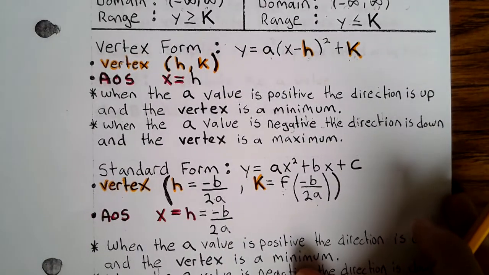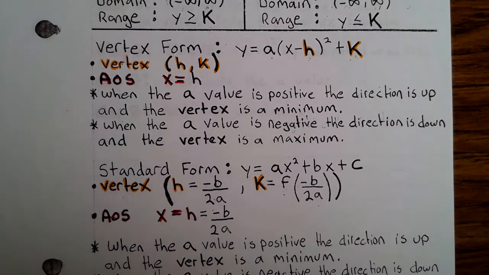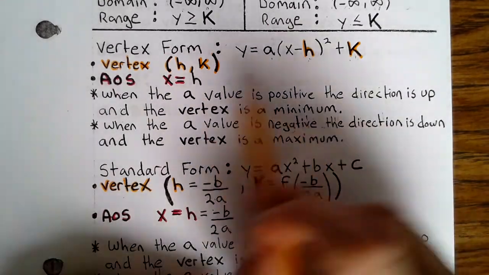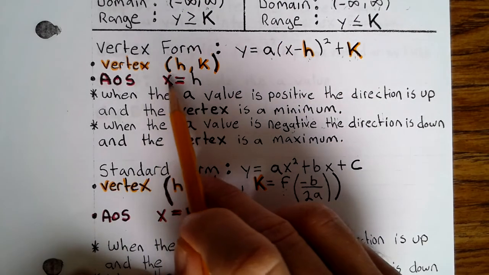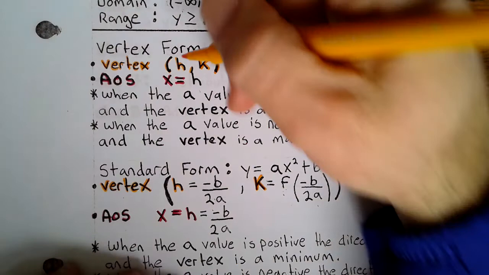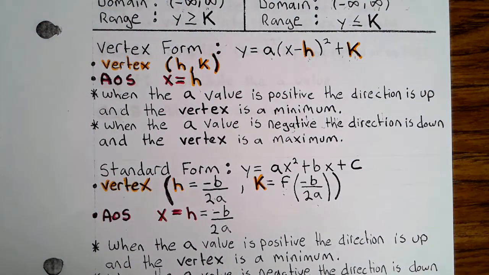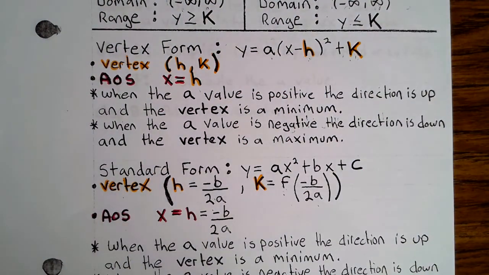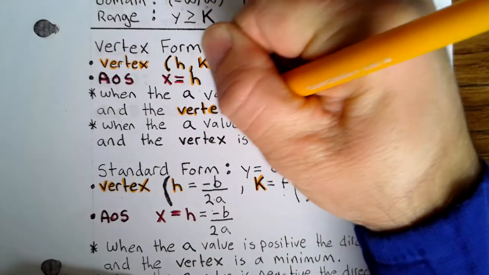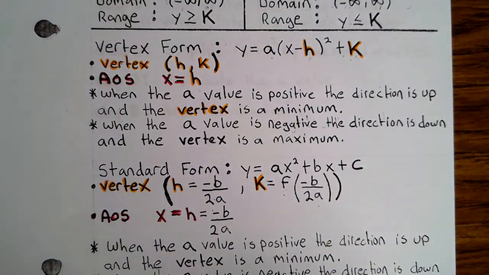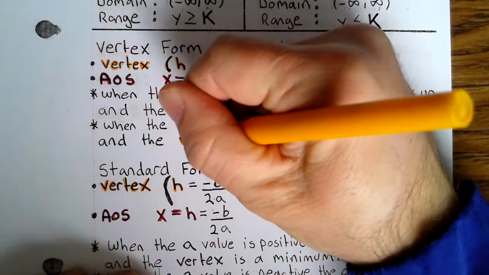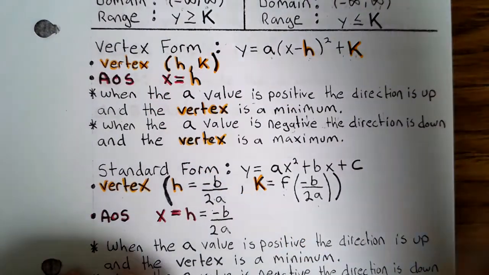Now vertex form. y equals a parentheses x minus h squared plus k, where the vertex is h, k, and the axis of symmetry is x equals the h value. When the a value is positive, the direction is up, and the vertex is a minimum. When the a value is negative, the direction is down, and the vertex is a maximum.